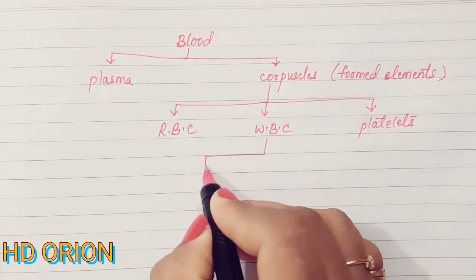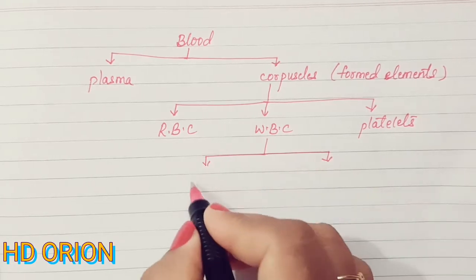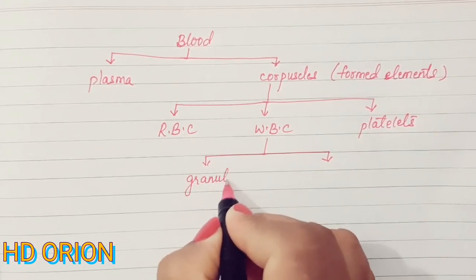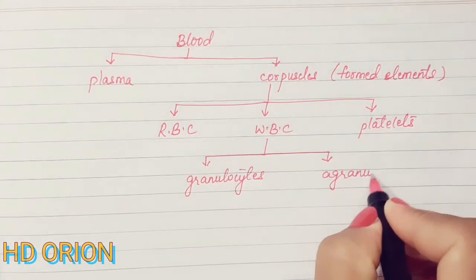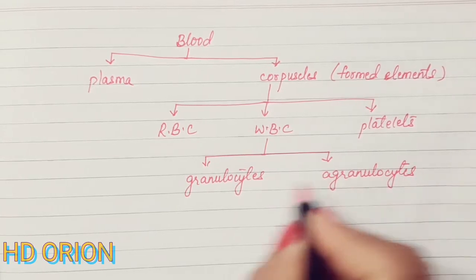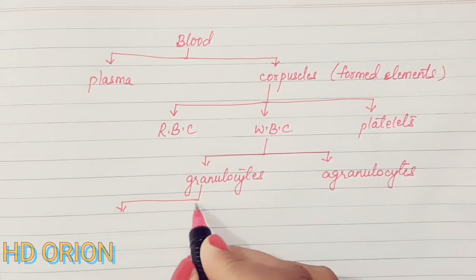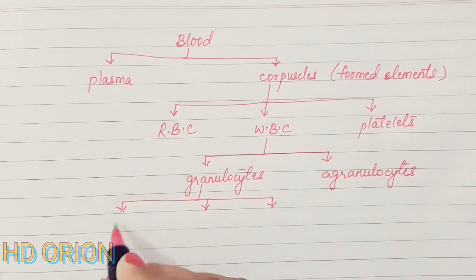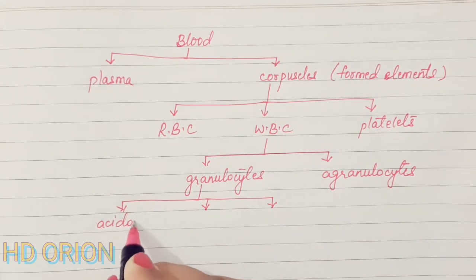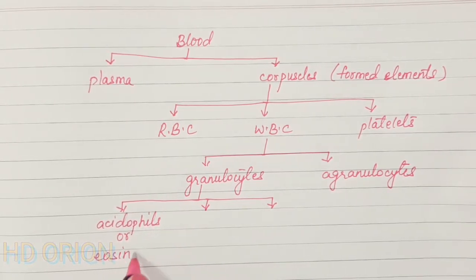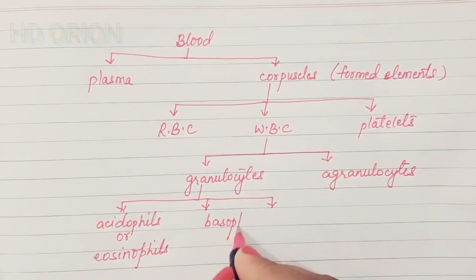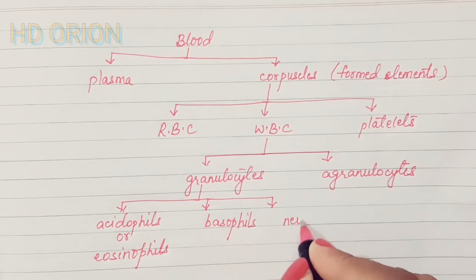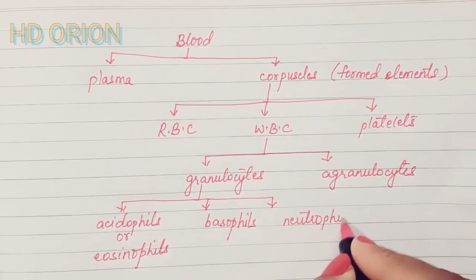The WBCs are further classified into granulocytes and agranulocytes. Granulocytes are further of three types: acidophils. Acidophils are also known as eosinophils. Second, basophils. And third, neutrophils.